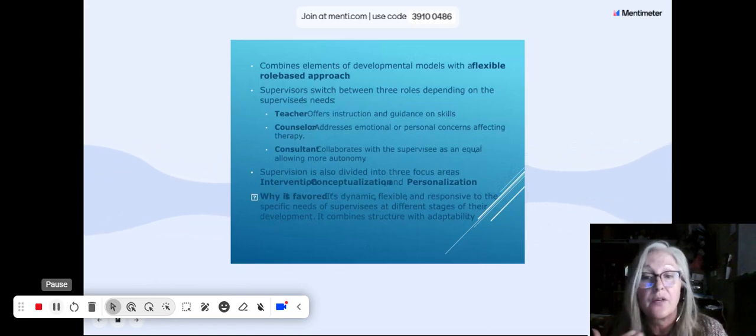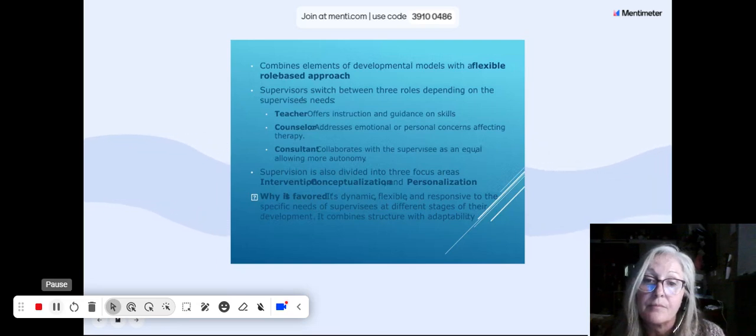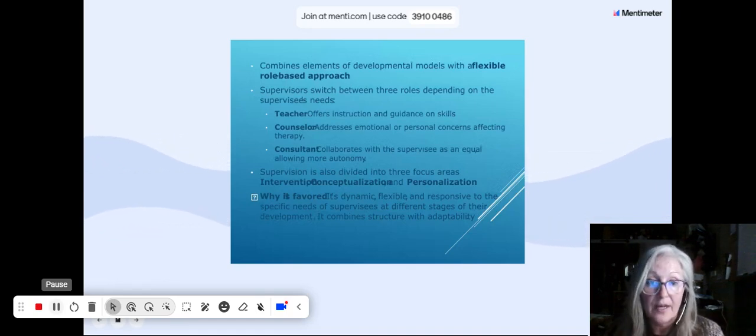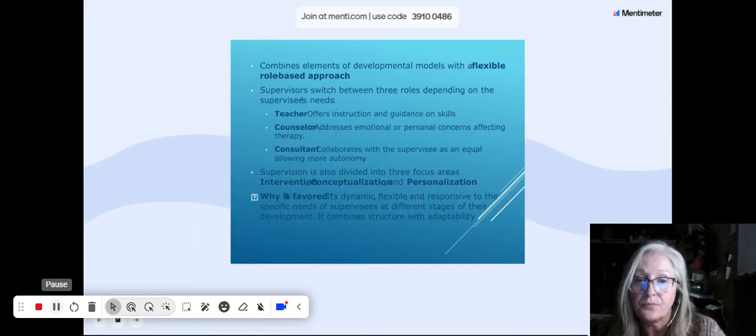This one also is very flexible. It's a role-based approach. I think it says, why is it favored? And I think a lot of it has to do with it having a structure, but it also allows flexibility, and it allows you to adapt to the moment. So it's not a rigid framework, but it does give you a very solid framework.